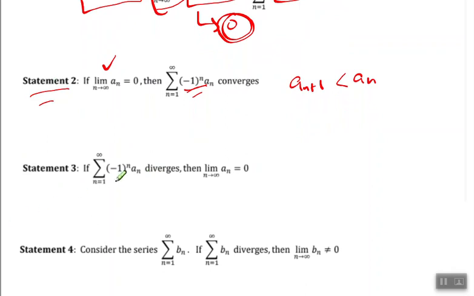So in statement number 3, we have a divergent alternating series. The limit of just this is 0. If it diverges, then most of the time the limit is not going to be 0. Right? We have an alternating series. So the easiest thing to say is that if we know that it converges, then the limit has to be 0.